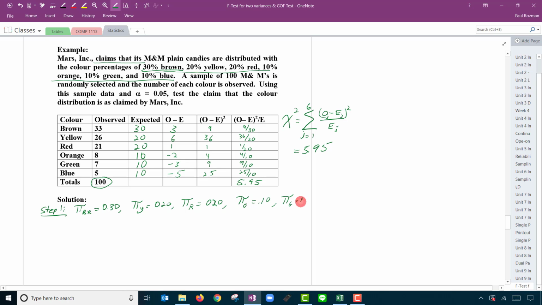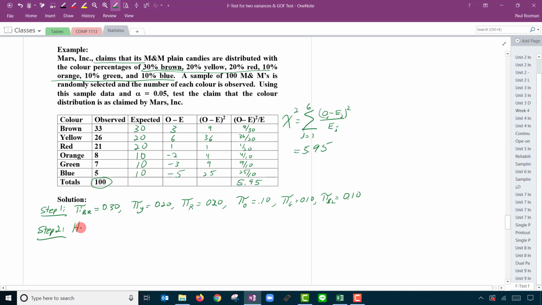Green was 10. And finally blue. That's why I put BR for brown, so I could go BL for blue. So that's their claim, that those are the percentages. If any one of them is far enough off, then it's not true, right? In order for it to be true, they all have to be pretty darn close. If even one of them is a ways away, it could potentially mean we're off.